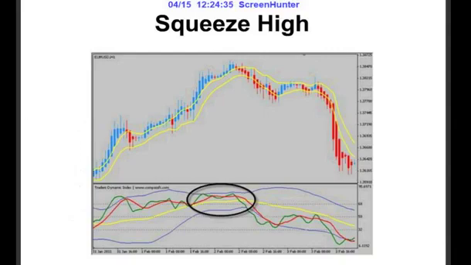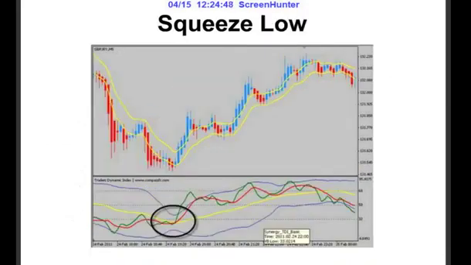Okay? The squeeze is something that's synonymous with what John Bollinger wrote about the Bollinger Bands, and others have talked about as well. So this is a beautiful strategy. So there's the squeeze high. Let's move on. Here's the squeeze low. Okay? You see how everything's moved down? Look at this right here.